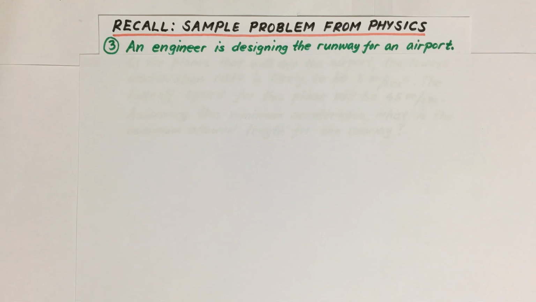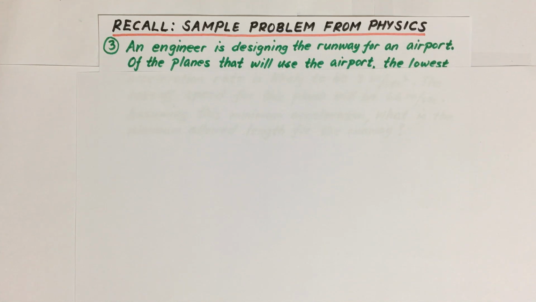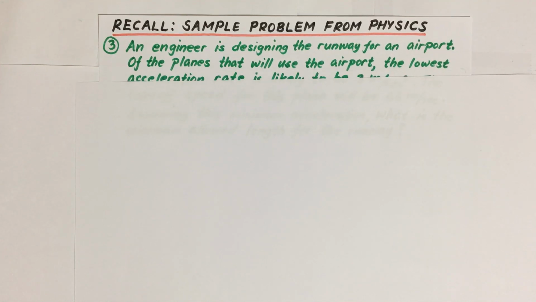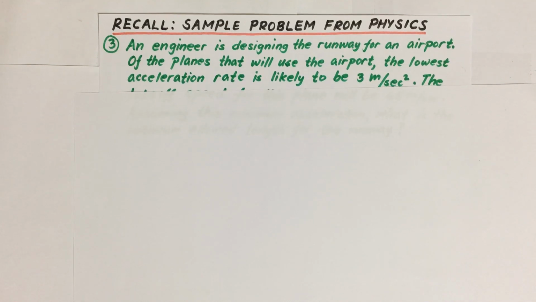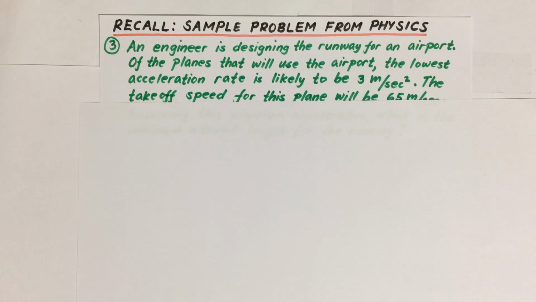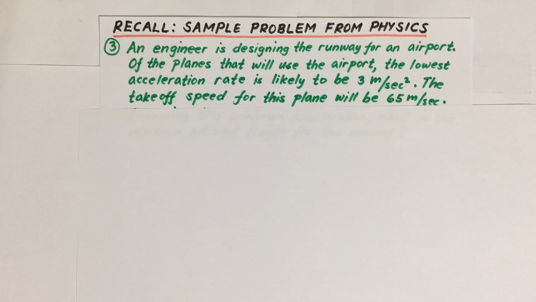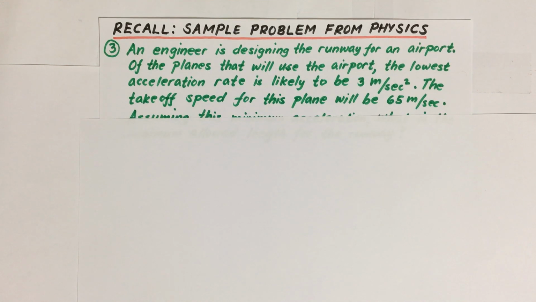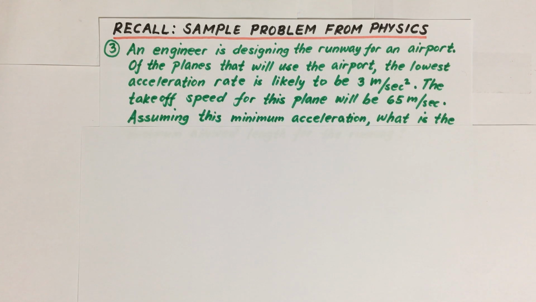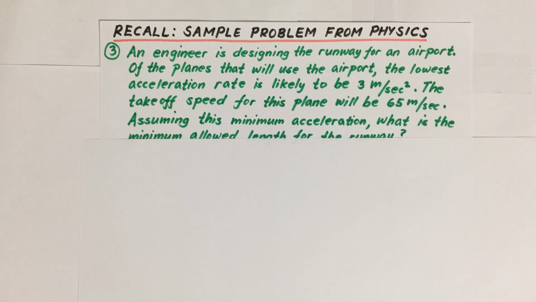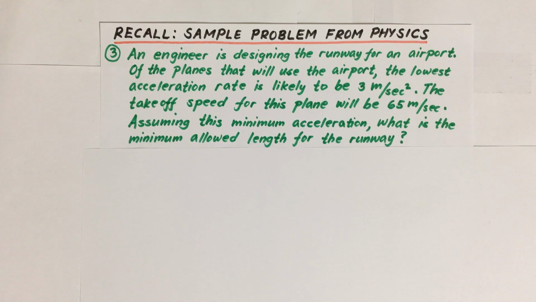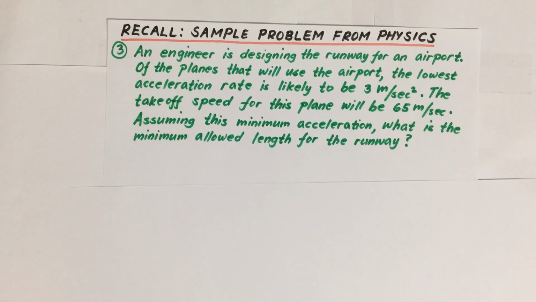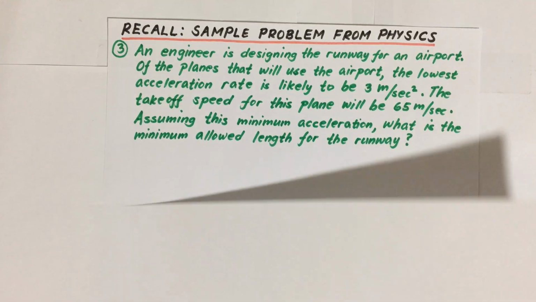An engineer is designing the runway for an airport. Of the planes that will use the airport, the lowest acceleration rate is likely to be 3 meter per second squared. The takeoff speed for this plane will be 65 meter per second. Assuming this minimum acceleration, what is the minimum allowed length for the runway? Okay, so that's our next problem, example number 3.